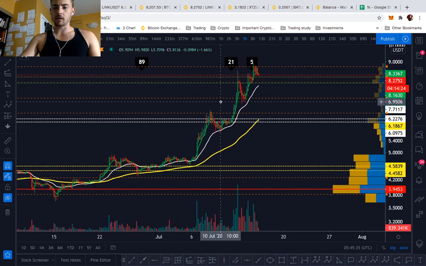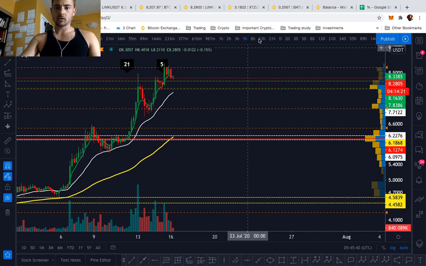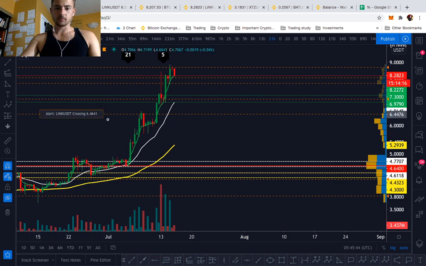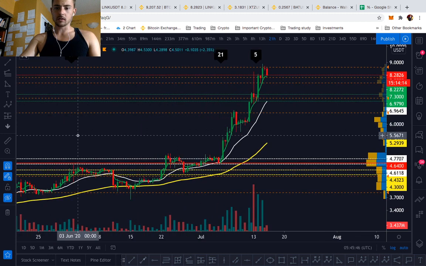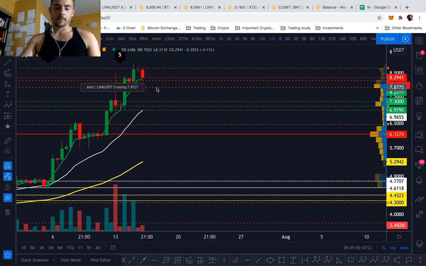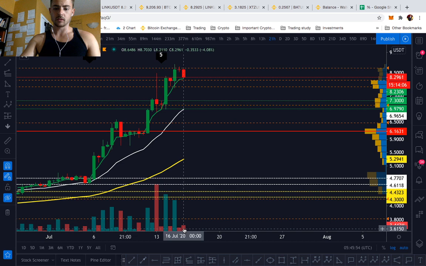So here's your 5-hour chart. The target would be this white moving average, and the 21 is right here. So we're hitting that target that we mentioned before, but this is 15 minutes, right? I mean 15 hours. There's no sellers right here on this candle.